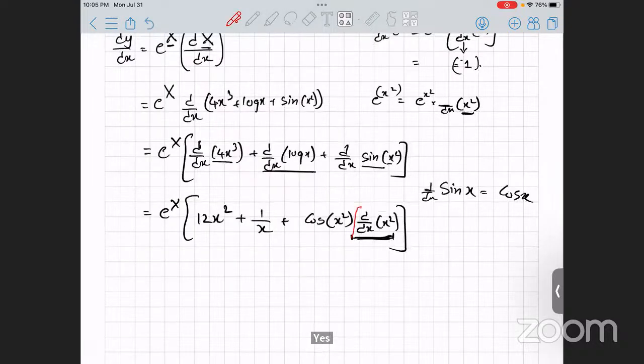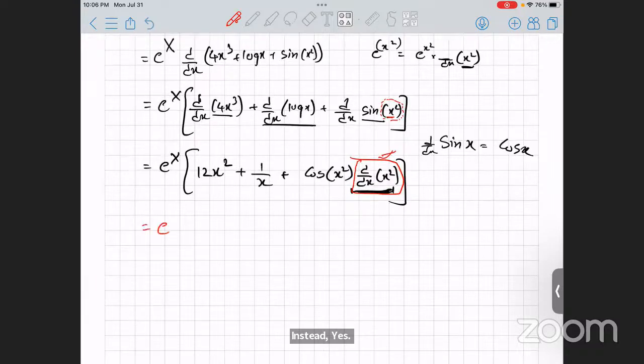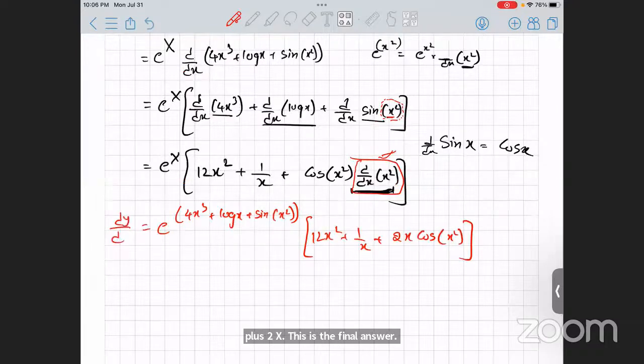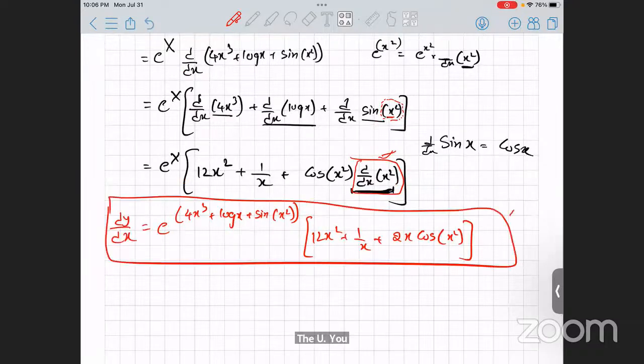Why I wrote this? Because there is a chain inside. Instead of x, it is x square. Inside it is not x, it is x square. Everyone clear with this? Yes, sir. Now e power capital X, which is 4x cube plus log x plus sin x square, into 12x square plus 1 by x plus 2x cos x square. This is the final answer, dy by dx. Everyone clear with this? Yes, sir. Clear.